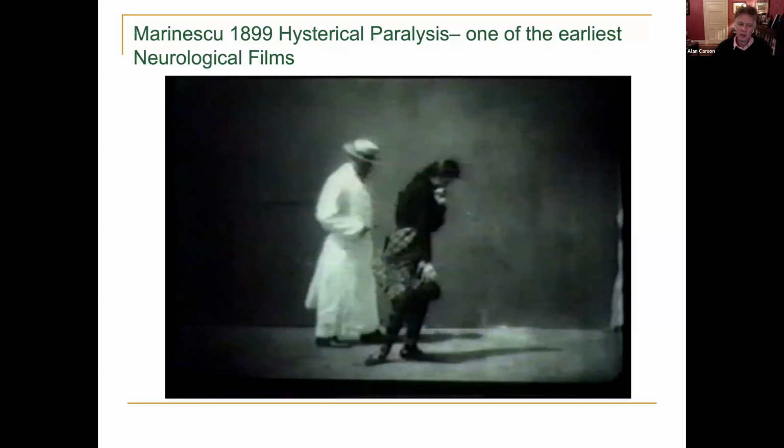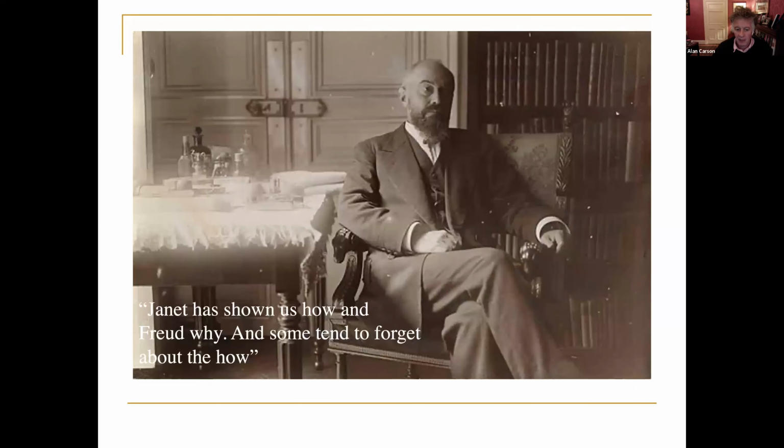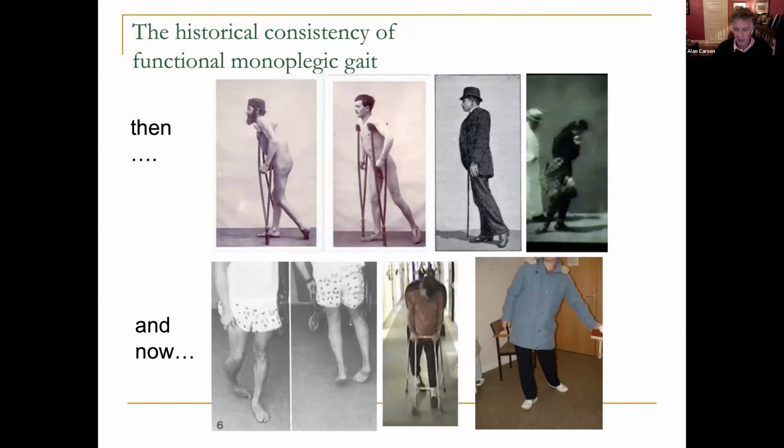But what is clear from this sort of documentation is that we are talking about the same group of symptoms. Marinescu, documenting on hysterical paralysis, filming from around the same time in Paris, shows a gait phenotype that would be clearly recognizable to people today. And we can see that from a range of historical photos, this externally rotated dragging gait, and this is from some of our own clinical patients with identical gait phenotype. So we know we're at least talking about the same thing.